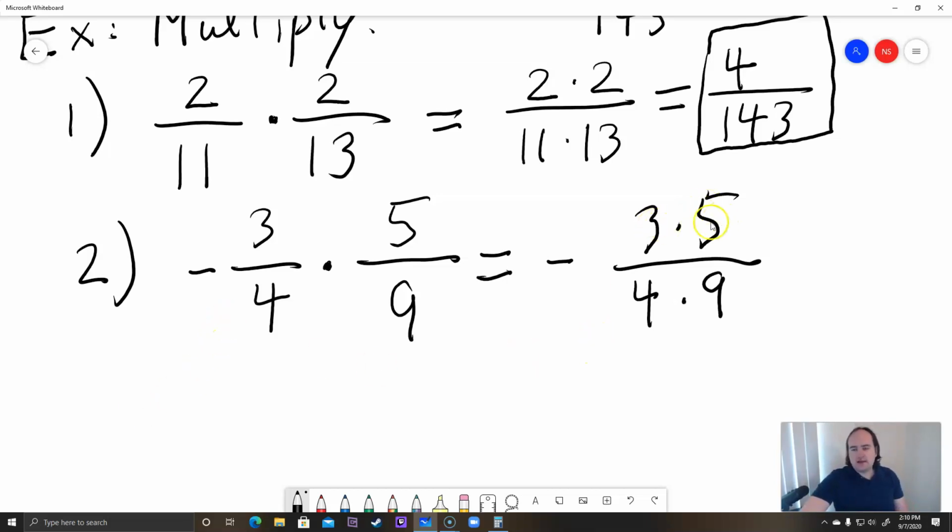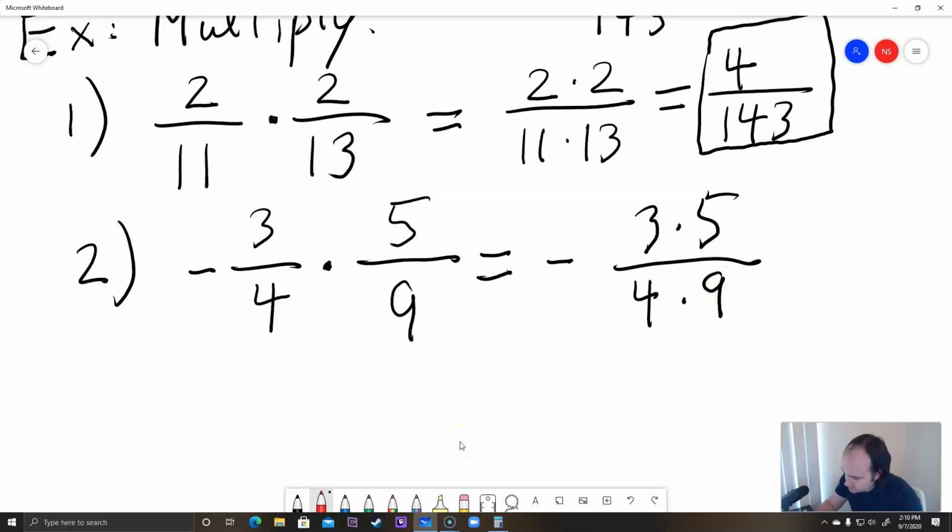Now, some people like to multiply it all out before they simplify. However, I would recommend that you simplify before you multiply it out. What I'm trying to say is, look at 9 and 3. Do 9 and 3 have any common factors? The answer is yes, right? 3 goes into 3 and 3 goes into 9.